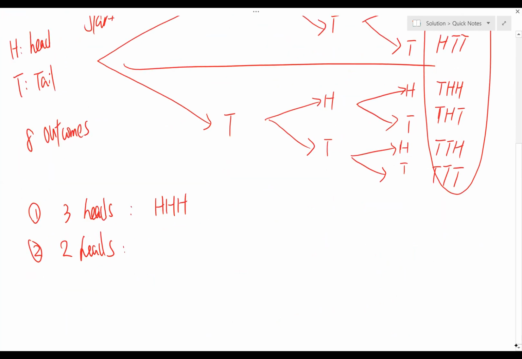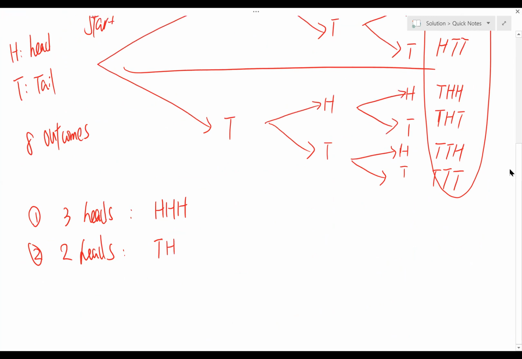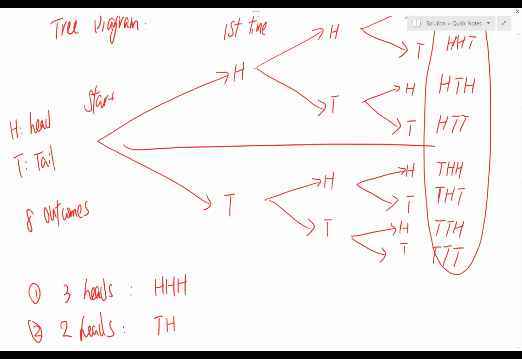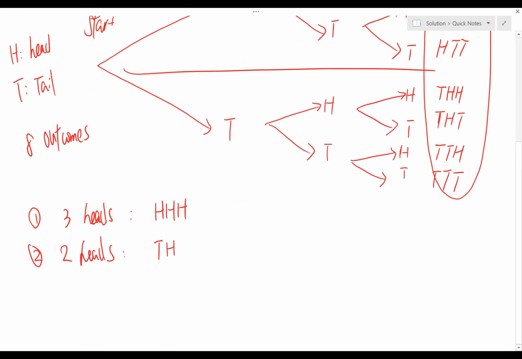So now we're going to relocate the tail. Tail on the first spot, right? Tail, head, head. So tail on the first place. Now the tail could be on the second place: head, tail, head. Tail on the third place: head, head, tail. Okay. 2 heads.